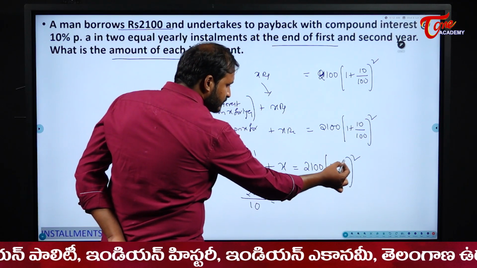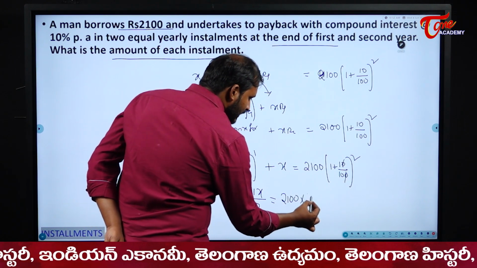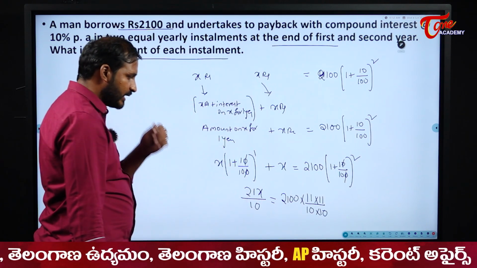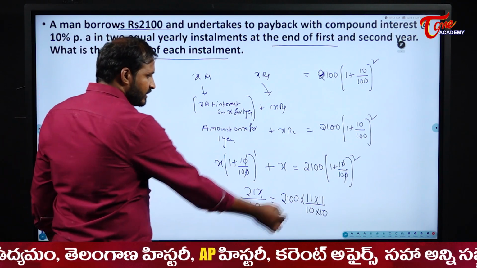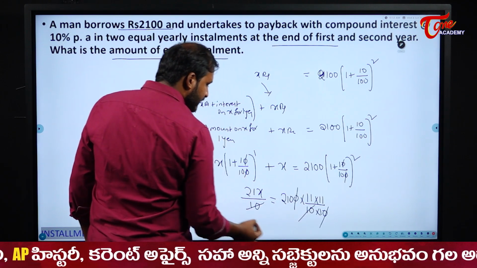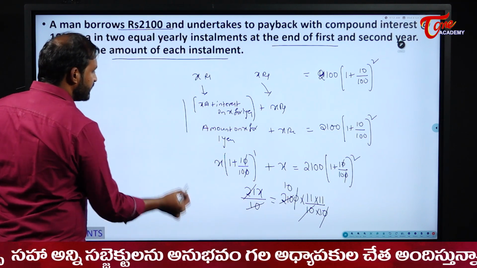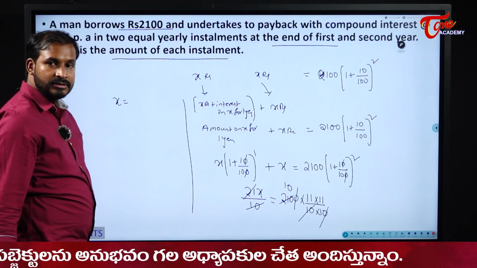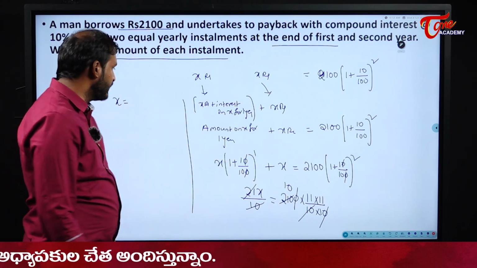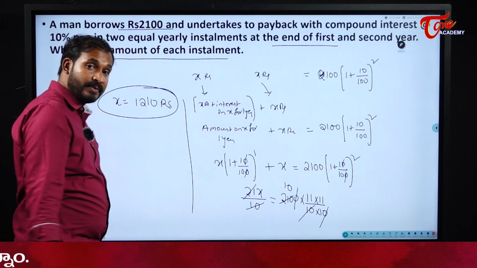Now what happens to this one, students? 2100 into 11 into 11 by 10 into 10. I don't want to waste your time, so directly I am writing in this manner. So 11 by 10 whole square. So the 10 will get cancelled, the 10 will get cancelled. 21 ones are 21, 21 tens are 210. So the X value will become, that means the yearly installment will become what for me here? Yearly installment will become what? 11 11s are 121 and 10, it will become what? 1210. Now everyone will get one doubt, one brilliant doubt.